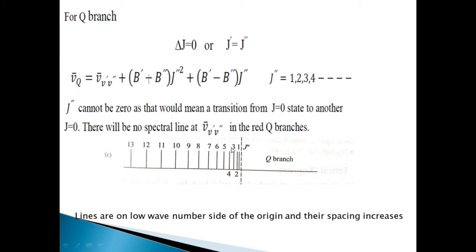No lines occur at the band origin because the J double prime to J prime zero-zero transition is not allowed. Q lines are not observed at the band origin. Q lines are also observed at the left side, that means lower wave numbers of the band origin, and the spacing between the Q lines also increases with the quantum number.